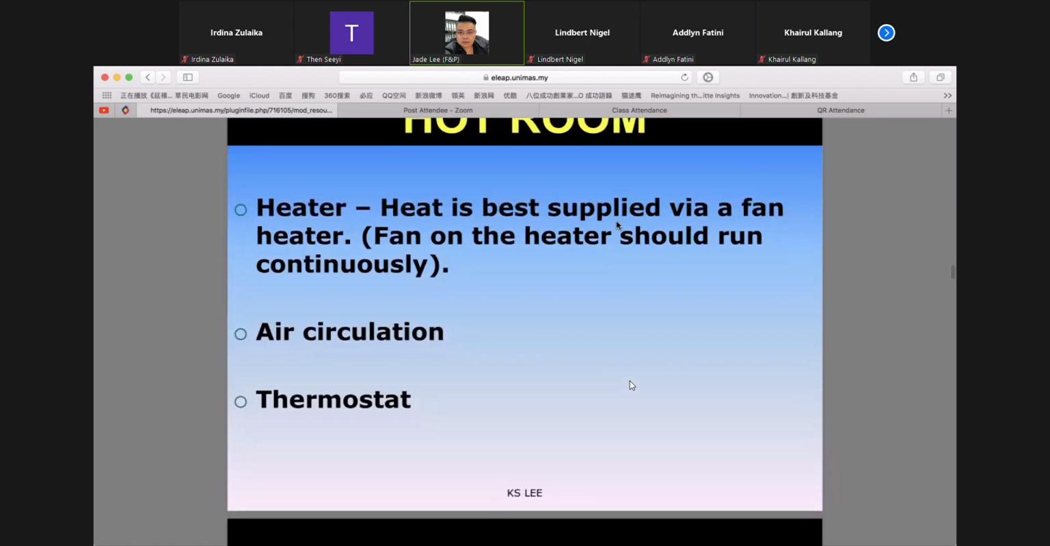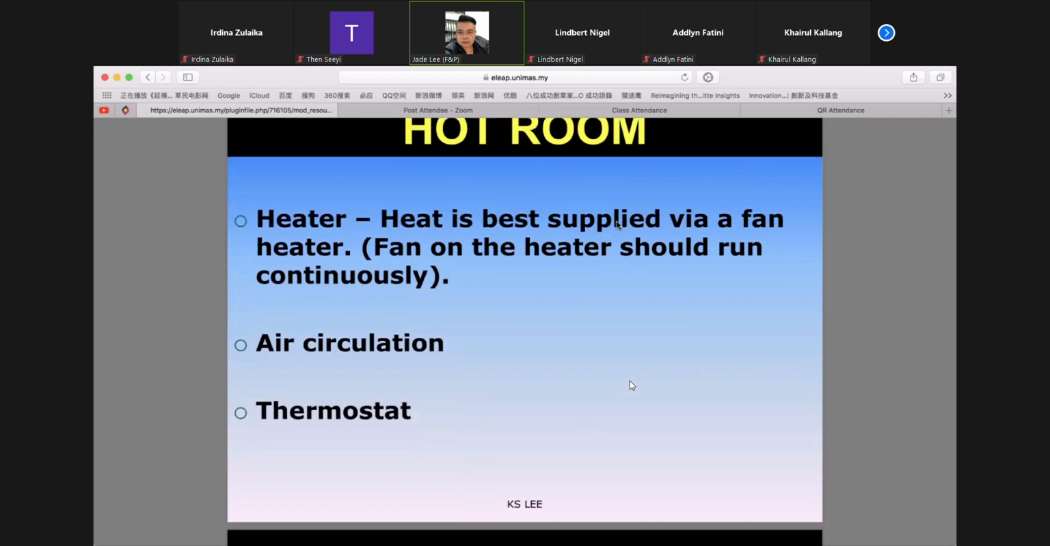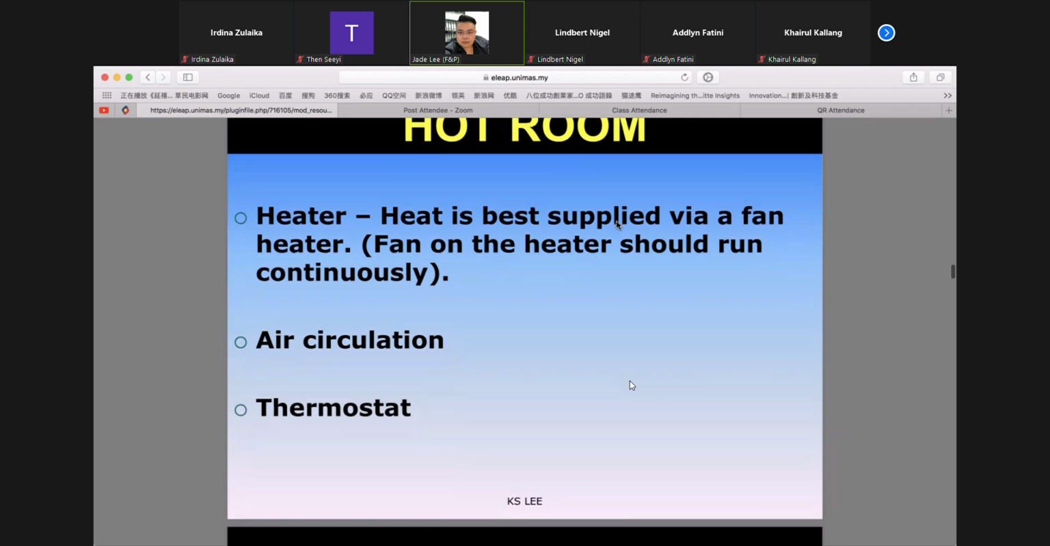For the hot room, actually you can construct your own if you don't have one. You just need a heater. The heat is best supplied via a fan heater, so that the heat can be distributed evenly in the hot room. So every single corner will have constant heat at a similar temperature. And also you have the air circulation and the thermostat. This is a hot room. You can actually construct it on your own if you don't have one.